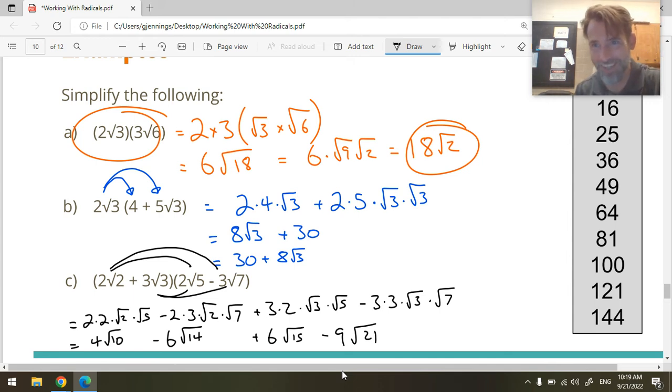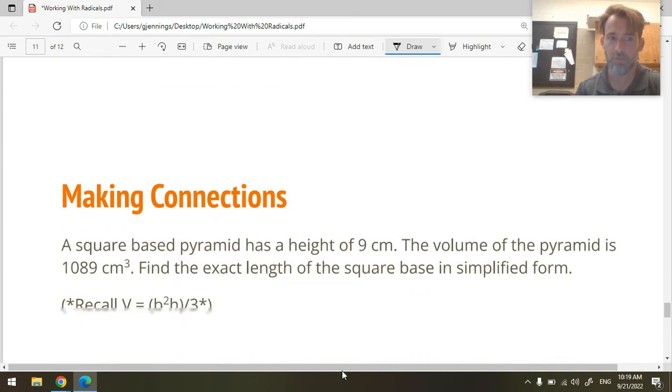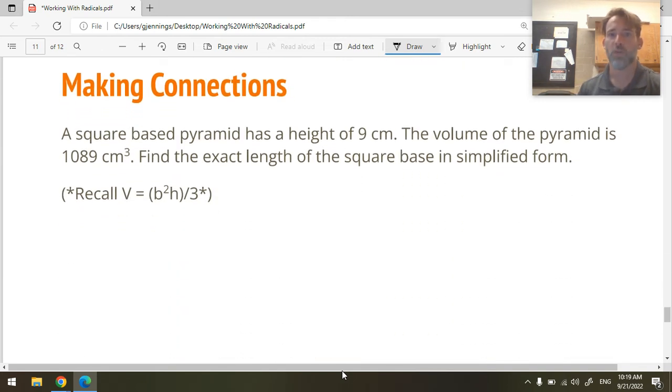Yes, it's gross. No, these kinds of expressions are not created often in the math we're going to do, but it's a good example, it's a good practice for your foiling and for working with these radicals. So let's say we have a square-based pyramid. The volume of the pyramid is 1,089 centimeters cubed. Let's find the exact length of the square base in simplified form.